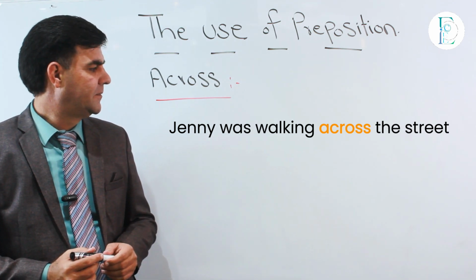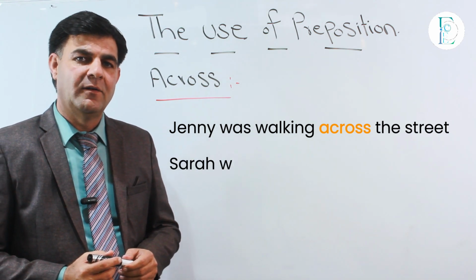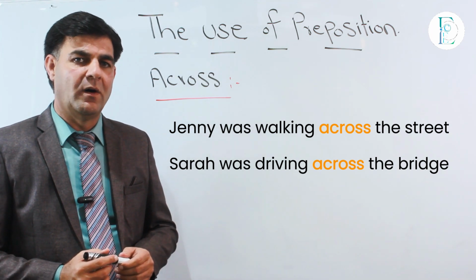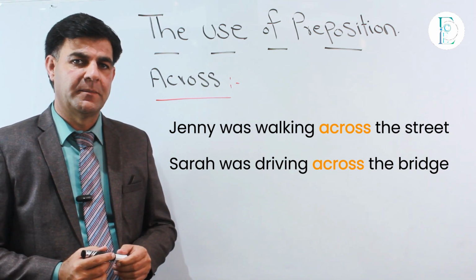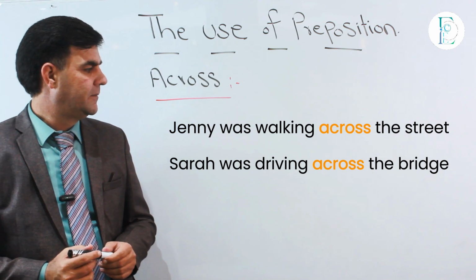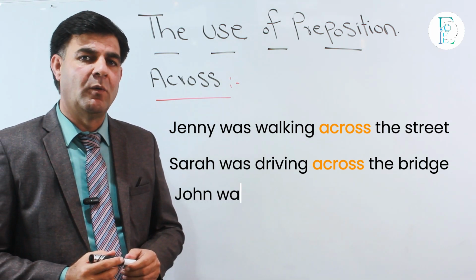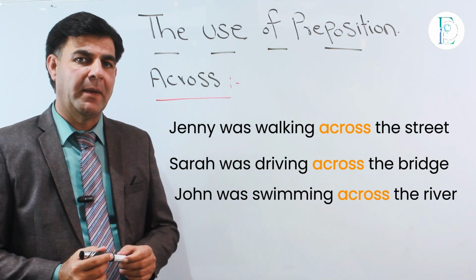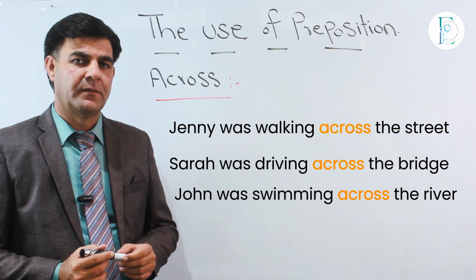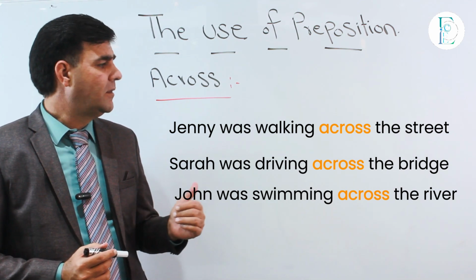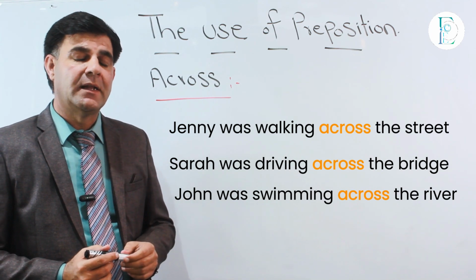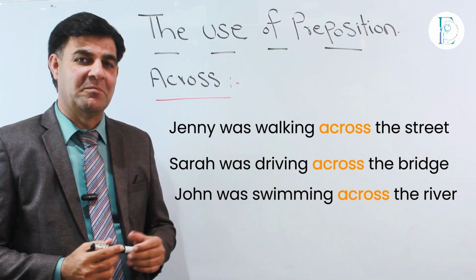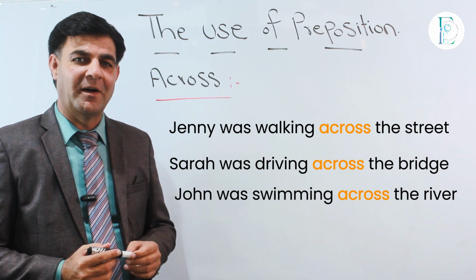Number 2. Sarah was driving across the bridge. Number 3. John was swimming across the river. In all the 3 examples, the main point is across. It might be a river, a road, or a bridge.